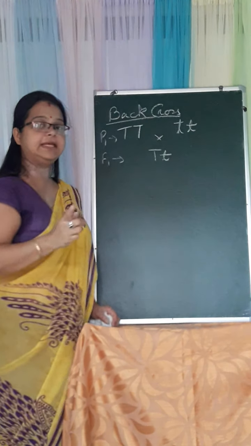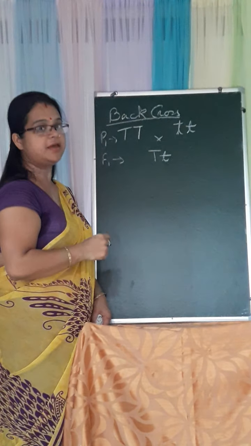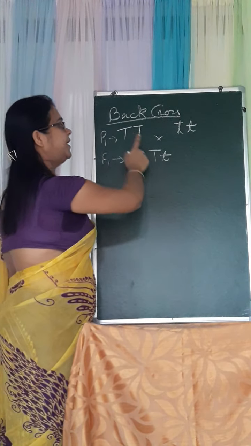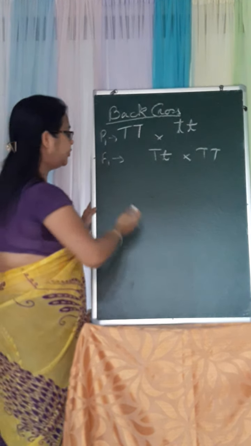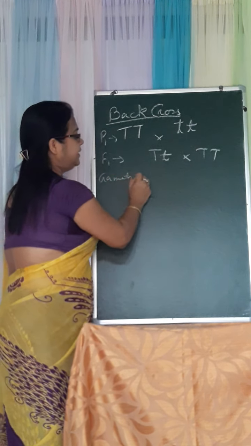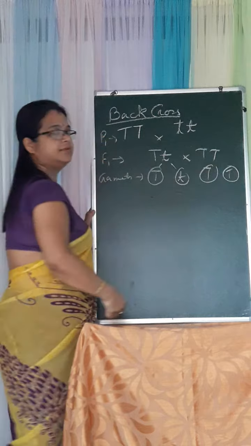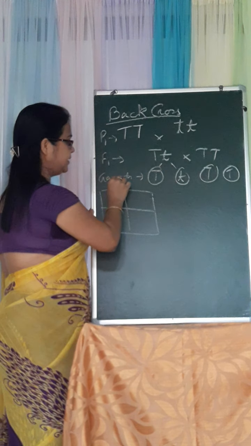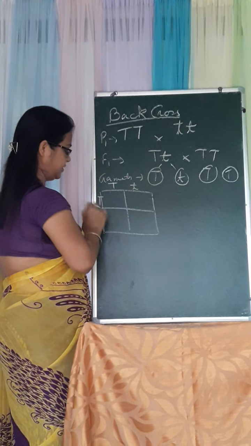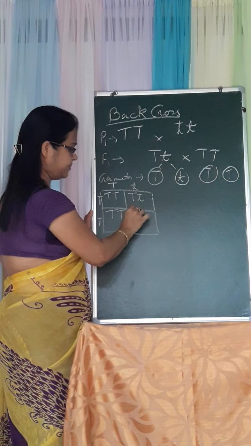So, when we get the F1 hybrid, that F1 hybrid is crossed with either parent. When we use the words either parent, that means the parent may be either dominant or recessive. Suppose this is crossed with the dominant parent. So what will we get? Gametes capital T, small t, and capital T, capital T. Then for the F2 generation, we will prepare the checkerboard: capital T, small t, capital T, small t. So we get capital T capital T, capital T small t, capital T capital T, capital T small t.